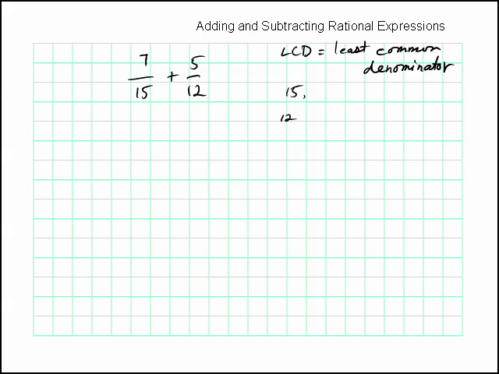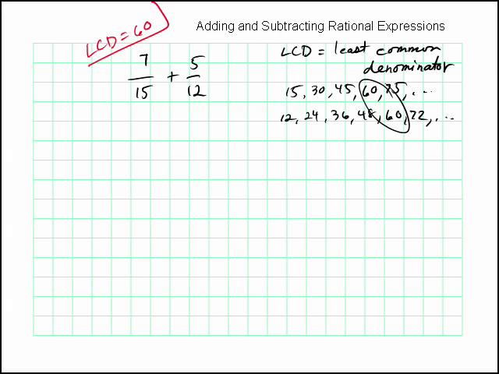Multiples of 15 are 15, 30, 45, 60, and so on, 75. Multiples of 12: 12, 24, 36, 48, 60, 72, and so on. And notice that the first one that they have in common is 60. And so the LCD, the least common denominator for 15 and 12, is 60. And there are other ways to get the common denominator as well.